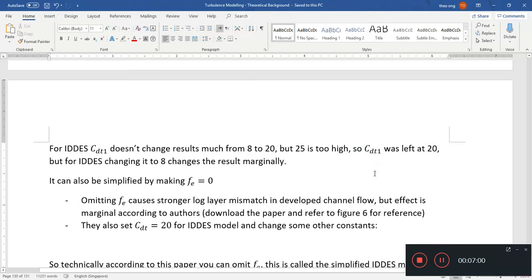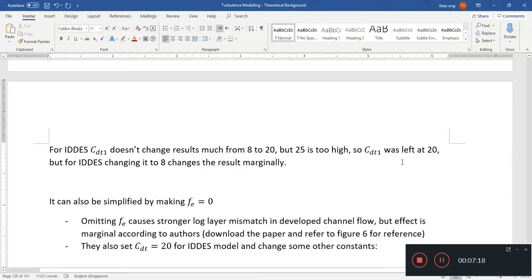So this actually gives a rough value of what CDT1 should be. These are just model constants. But leaving it at 20, I mean, of course, you can change it. If you change it back to 8, it changes the results marginally. But leaving it at 20 produces very good results. And yeah, so these are some comments for that model.